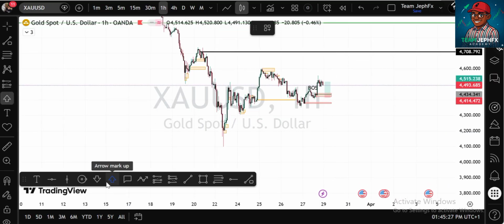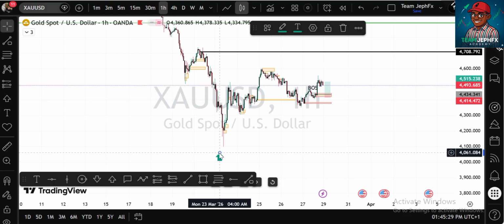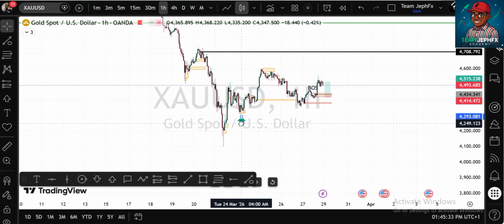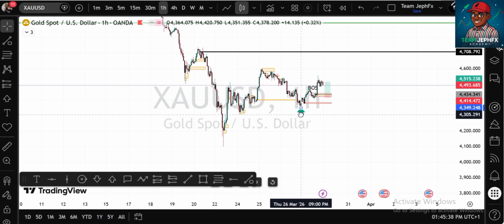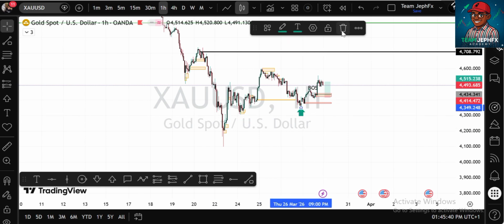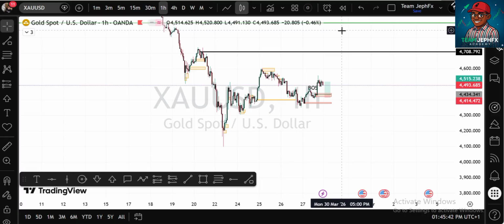This is one here. This is a higher low here. Then it also formed another one here. As you can see, this is a higher low. Then it also formed a higher low here. So presently we can say it is trying to change its character from a downtrend back to an uptrend. So what we can be looking out for on gold charts is for a buy.